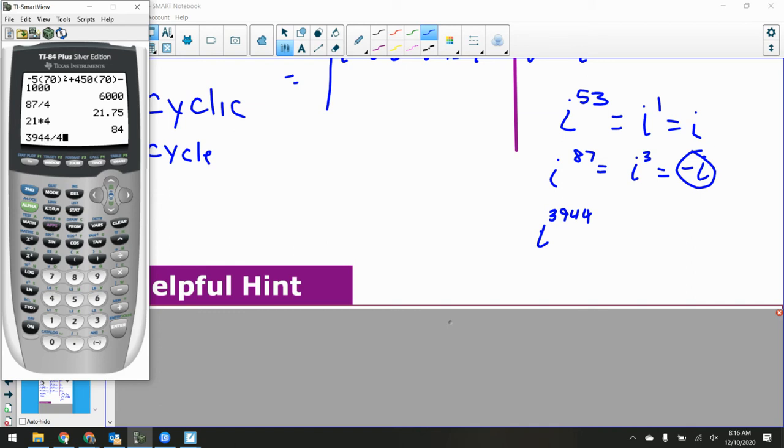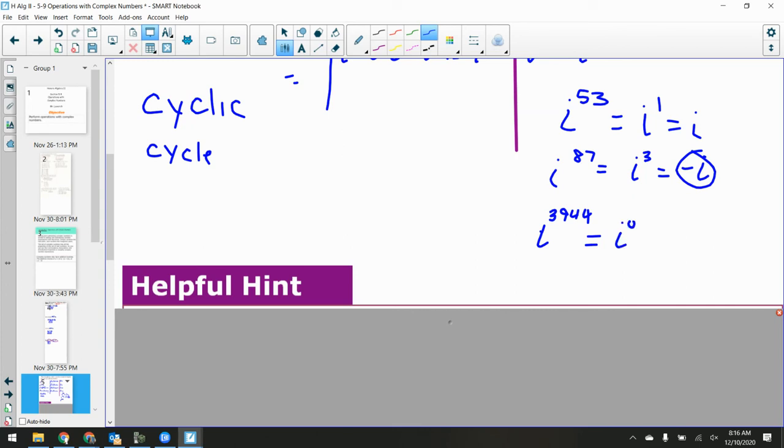3,944 divided by 4, because all I need to do is figure out what this is, mod 4. This divided evenly. Is there any remainder? No. What's my remainder then? 0. So this acts like i to the 0, which is just 1.